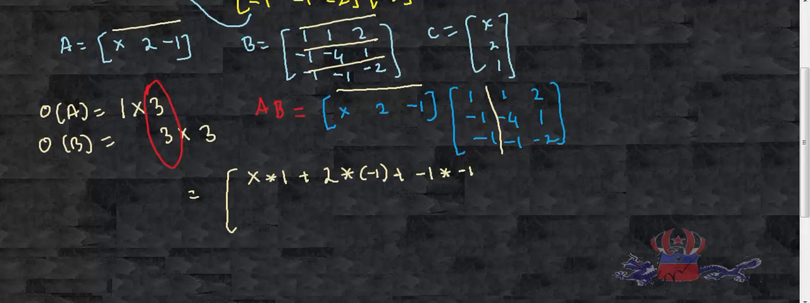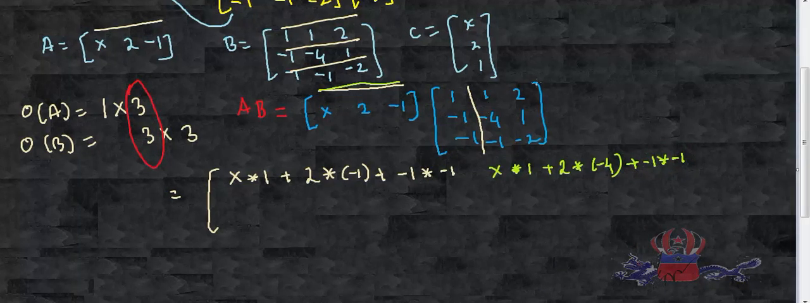Now the next, we need to multiply the same row with the second column. So that would give me x multiplied with 1 plus 2 multiplied with negative 4 plus negative 1 multiplied with negative 1. Okay, now that has to be followed up by multiplying the row again with the final column. So that would give me x multiplied with 2 plus 2 multiplied with 1, I'm just going to write it as 2, negative 1 multiplied with negative 2. That will give me plus 2.